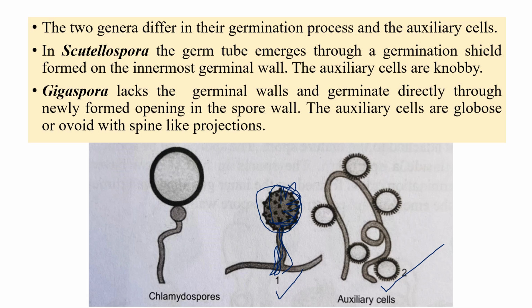When it comes to Gigaspora, it produces globose auxiliary cells. The function of the globose auxiliary cells is unknown, but they contain spine-like projections, some kind of thorns. So Scutellospora contains knobby structures. This is a germination orb. Above the orb, the spore that is produced contains knobby structures. Gigaspora produces auxiliary cells that contain spine-like projections, but the function of these auxiliary cells is unknown.